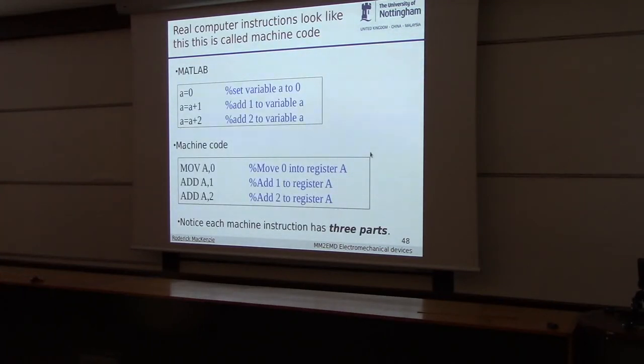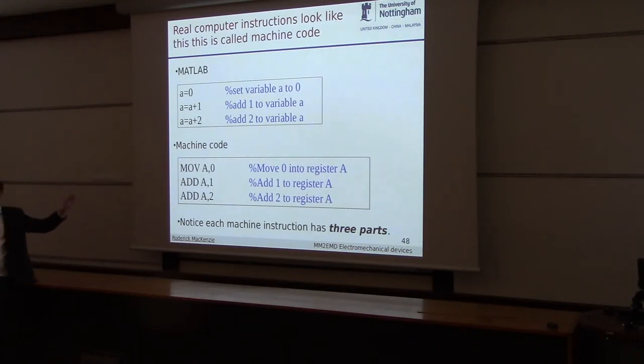On a chip, your MATLAB program might go a equals 0, a equals a plus 1, a equals a plus 2. Now, the instruction your chip, so your Z80 chip or whatever it is, will actually execute looks like this. You have a command, then a variable, then a number. The command mov means move, so we're moving 0 into the local variable A. That's all this command does. Then the next command, you can probably guess, add A, 1, adds 1 to A. Next command adds 2 to A. This is called assembly language or machine code.